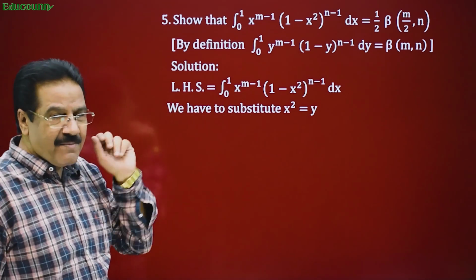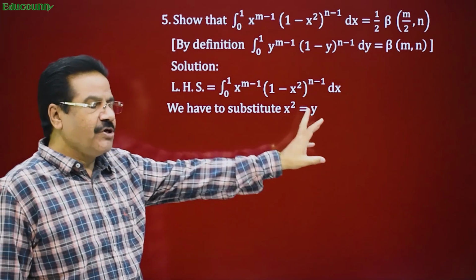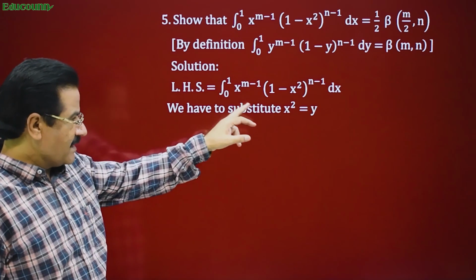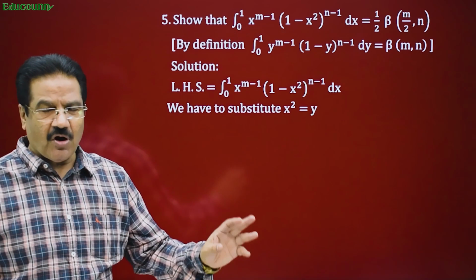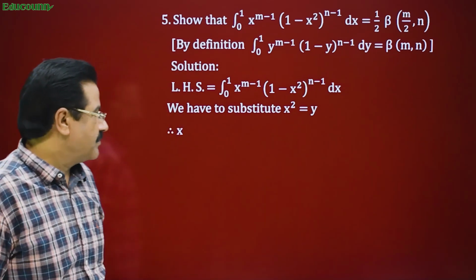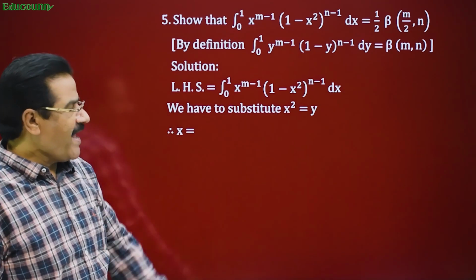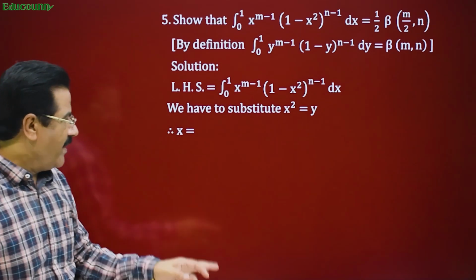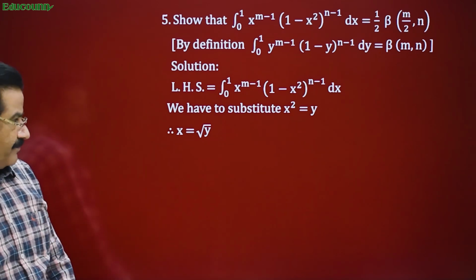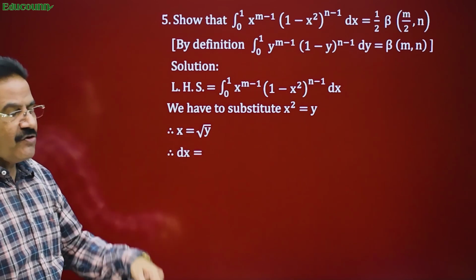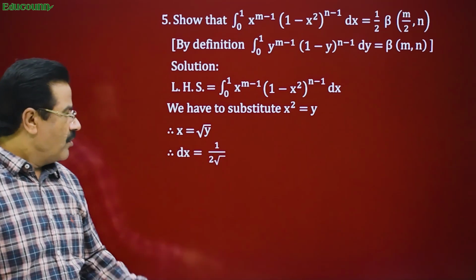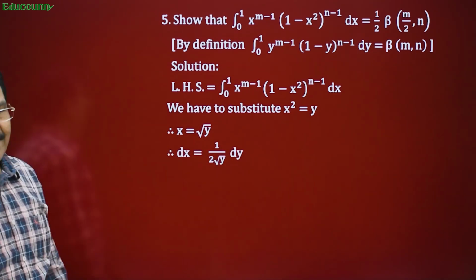Therefore, we can check the limits now. At x equal to 0, y equal to 0. At x equal to 1, y equal to 1 square, that is 1. In short, limits are unchanged. Value of x, taking square root on both sides, we get x is equal to root y. Now let us find out dx. So dx is equal to the derivative of root y, which is 1 upon 2 root y into dy.